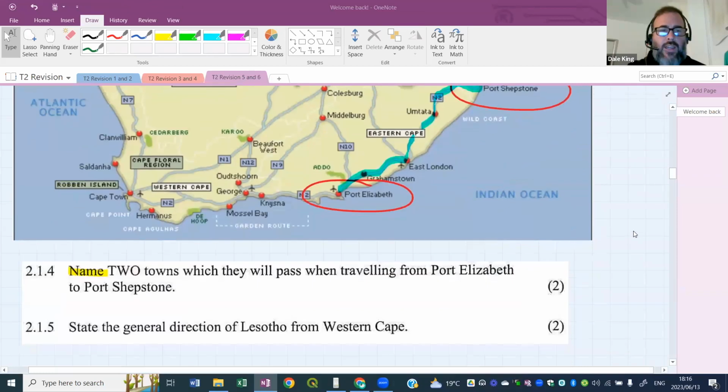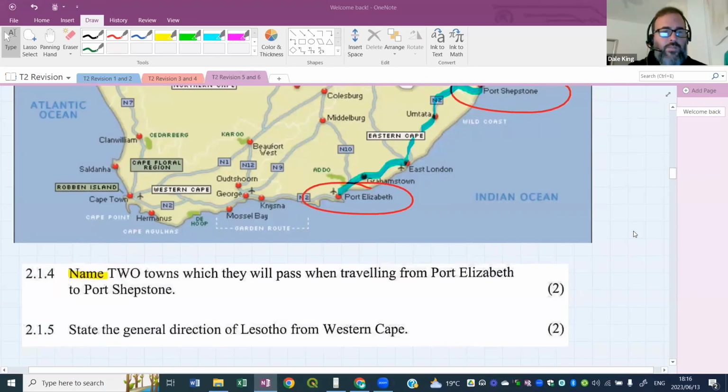Okay, here's the next question. State the general direction of Lesotho from the Western Cape. We'll talk about Lesotho and the Western Cape now, but let's focus on the words general direction.